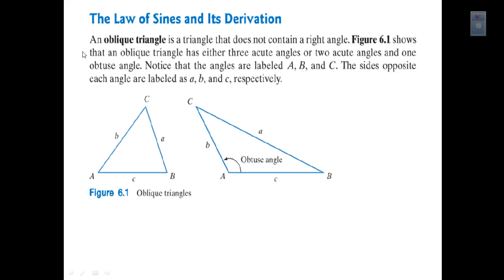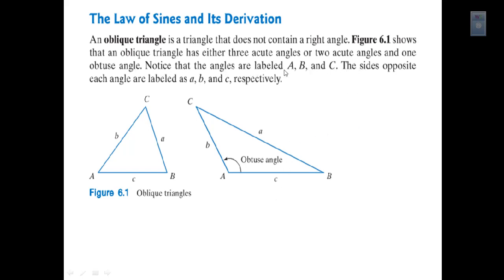Alright, an oblique triangle is a triangle that does not contain a right angle. Figure 6.1 shows that an oblique triangle has either 3 acute angles, this one, or 2 acute angles and 1 obtuse angle. You can never have more than 1 obtuse angle because we know all the angles inside of a triangle add up to give us 180. And with that, if we have one angle that's greater than 90, that means that the two other angles have to add together to give us a number that's less than 90, so there's no way either one of those could be greater than 90 in itself. So that's one of the rules we have.